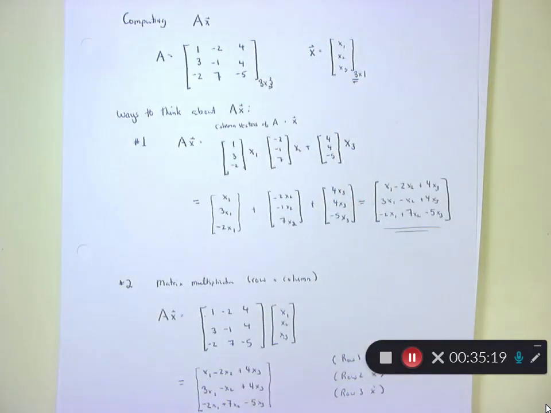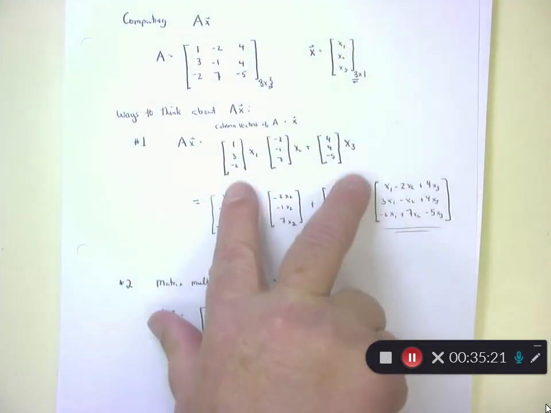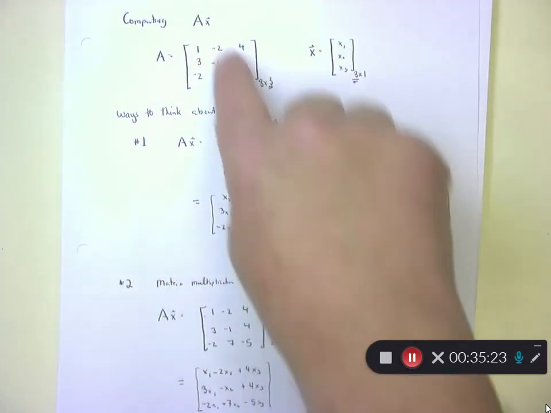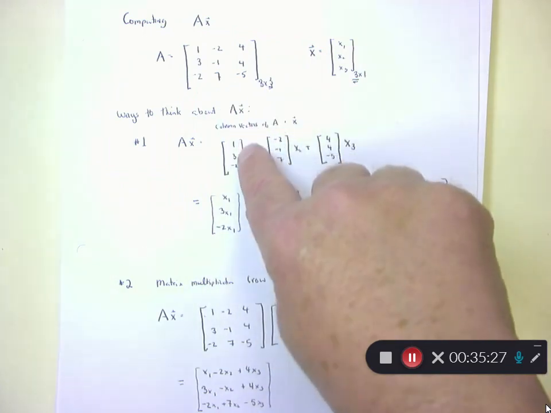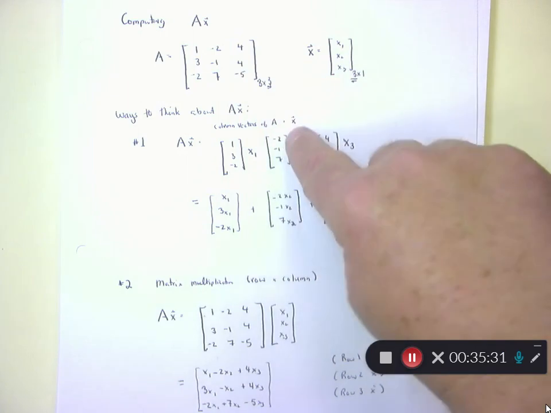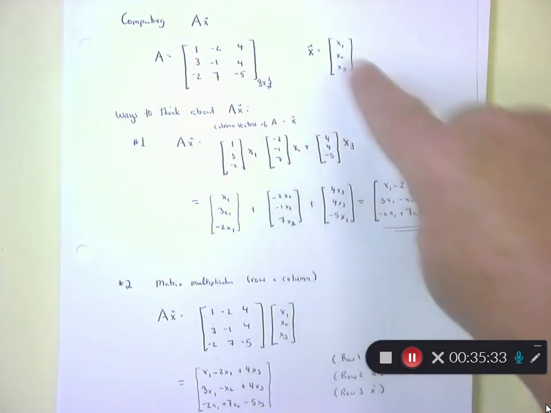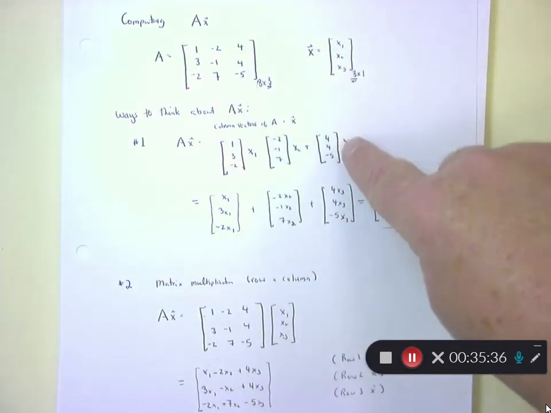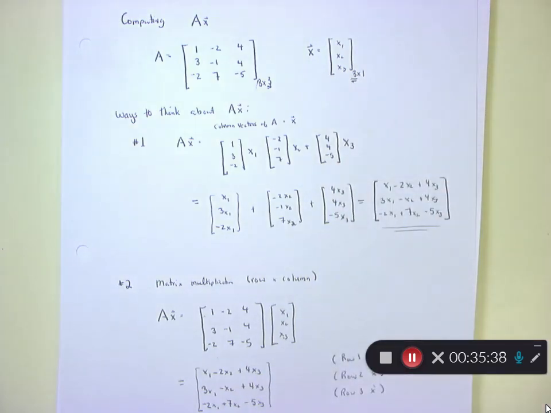So the way you can multiply these guys out is look at it as this. AX is equal to, you take column vectors: 1, 3, negative 2 times x1, the first guy. The second column vector, negative 2, negative 1, 7 times x2. The third column vector, 4, 4, negative 5 times x3. You can look at this as breaking matrix A into its column vectors. So matrix A, you take your columns and multiply by the entries in the vector that you're multiplying by, in this case x1, x2, x3, the X matrix.